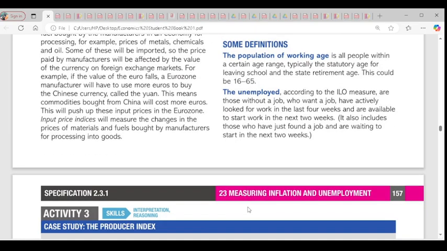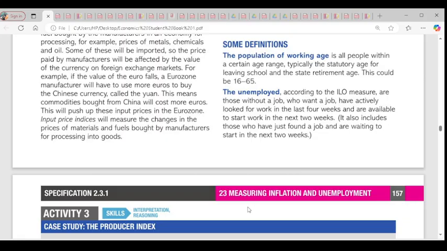Then we have the unemployed. These are the number of people without a job but actively looking for a job in the last 4 weeks and who are available to work in the next 2 weeks. So they have been actively looking for a job for the past month. They still don't get one, but they are willing to work in the next 2 weeks if there is any job available. So we call them unemployed. Do you get unemployed here? Yes.